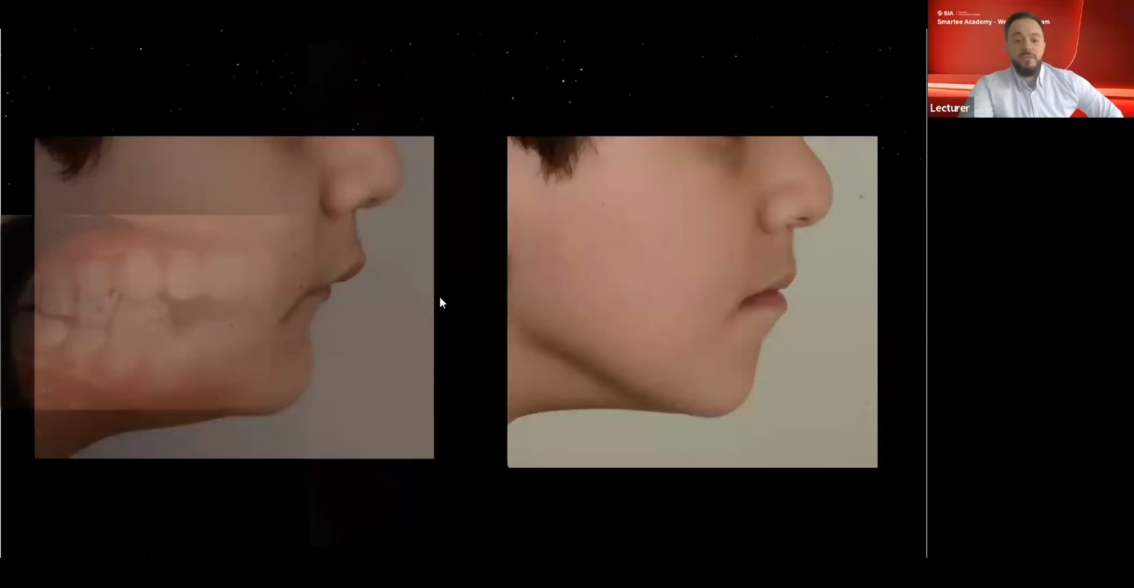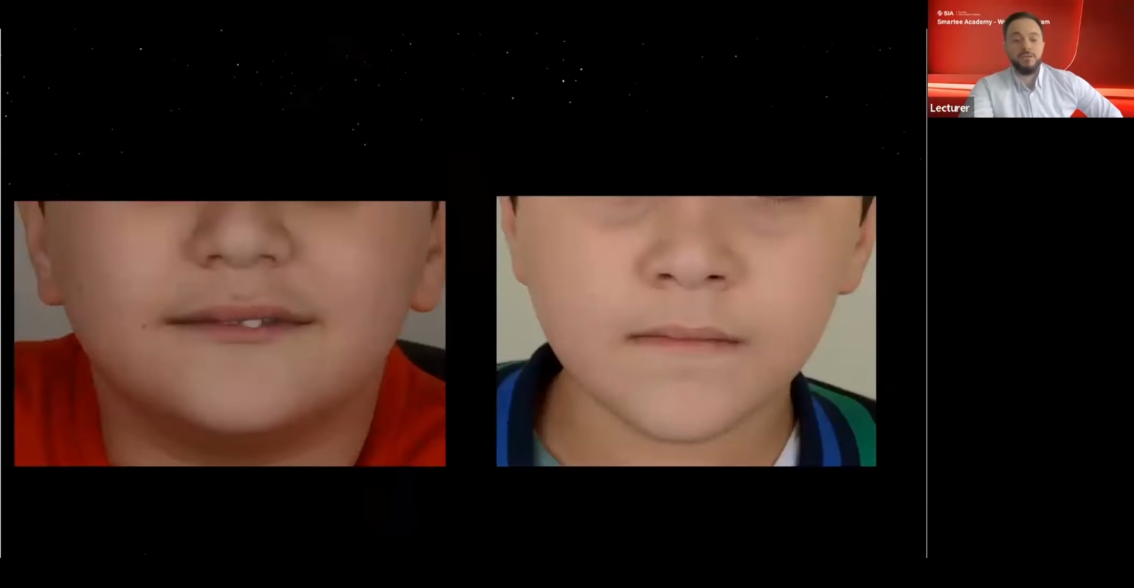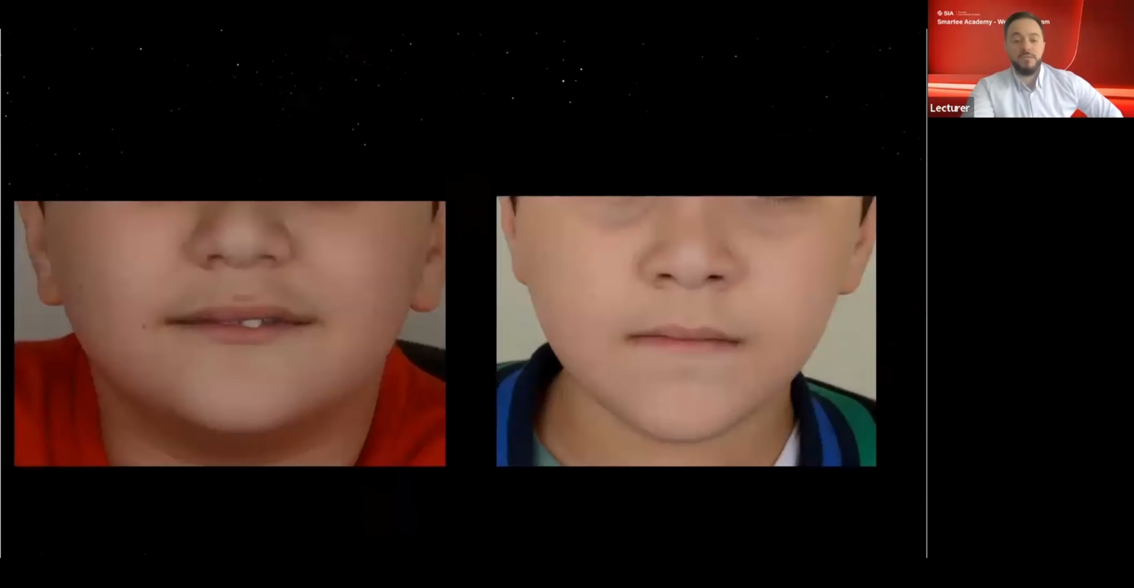Once the patient has the appliance in the mouth, we see how much the facial appearance and the profile have significantly improved. Also, the lips become more competent. And we're still working on that case. Maybe now we are at 12 aligners.